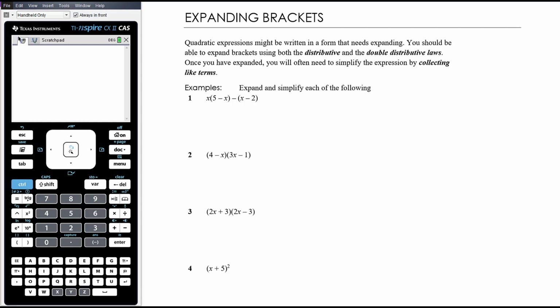The subsequent videos afterwards, the review of completing the square and quadratic formula and using the discriminant and solving quadratic inequalities, we'll go through in a little bit more depth.